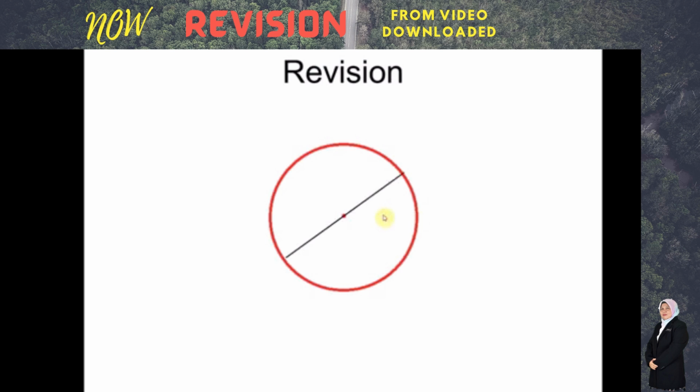Next, we have a straight line from one point of the circle to another point of the circle passing through the center of the circle. This line here, we call this a diameter. This must be a straight line.